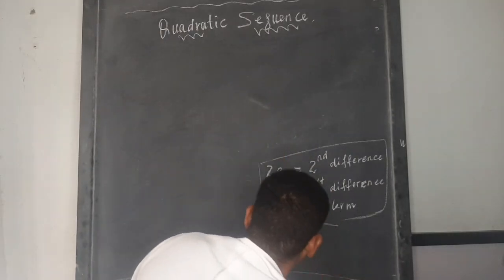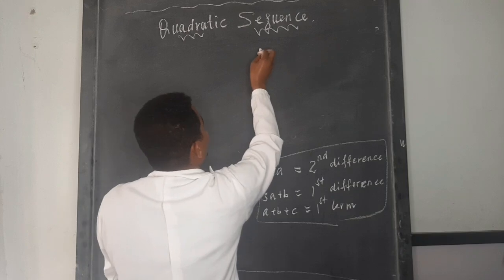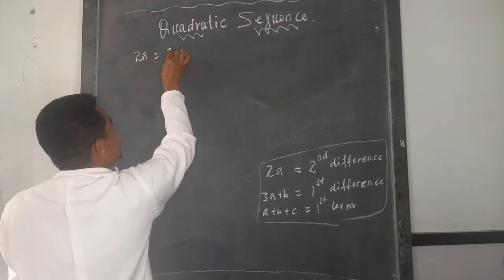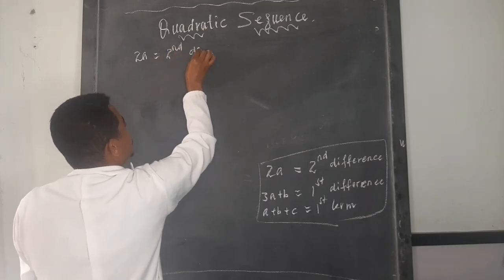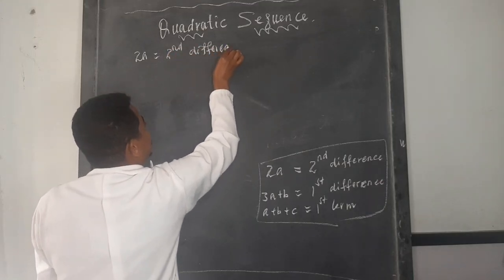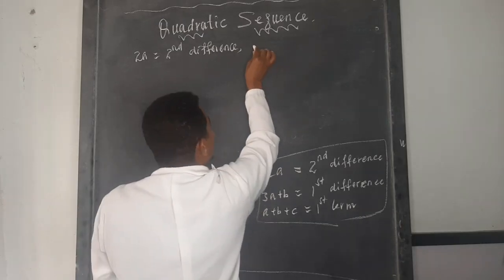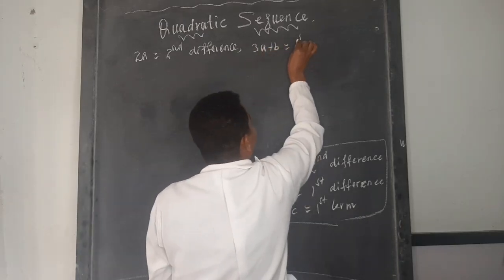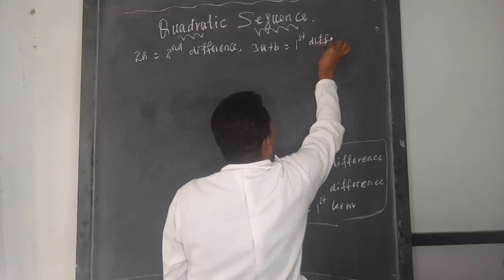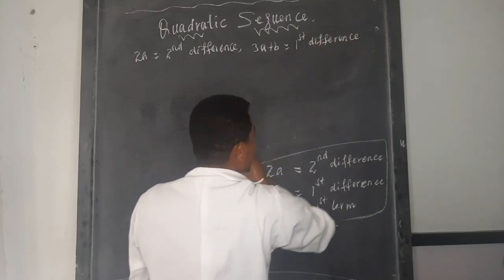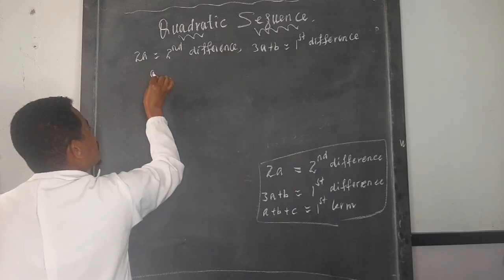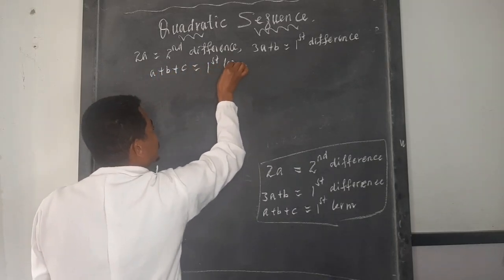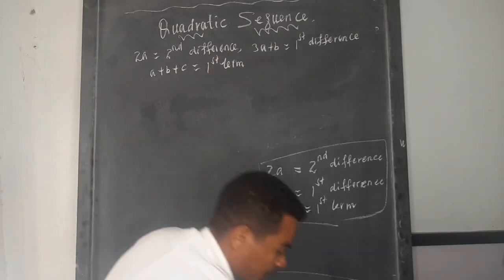So let's take this formula. 2a is equal to the second difference, 3a plus b is equal to the first difference, and a plus b plus c is equal to the first term. Okay.